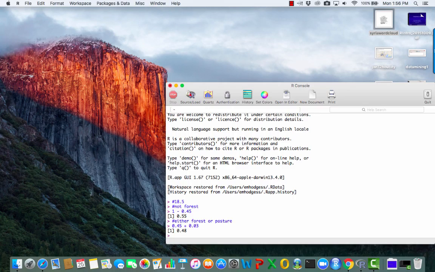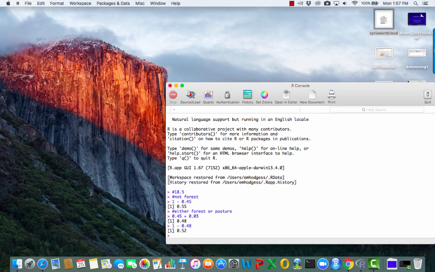And then part C. What is the probability that a randomly chosen acre in Canada is something other than a forest or pasture? That just means it's neither forest nor pasture. We know what forest or pasture is, so it's just going to be 1 minus that. It's the complement. So it's 0.52.